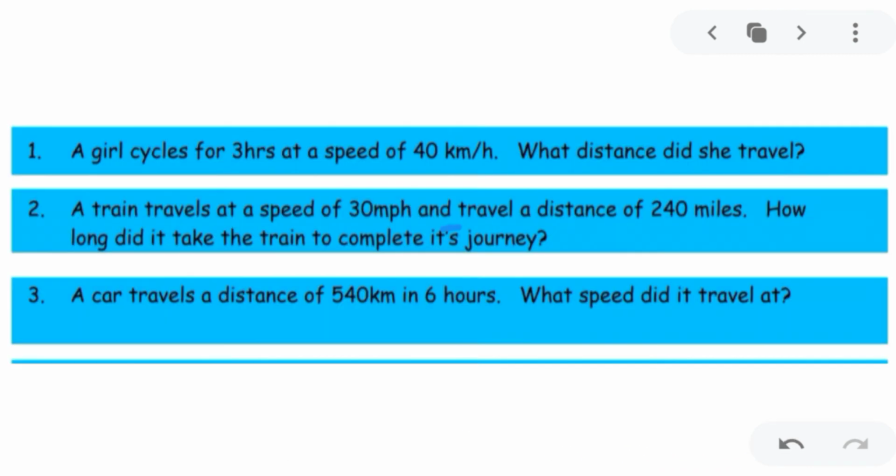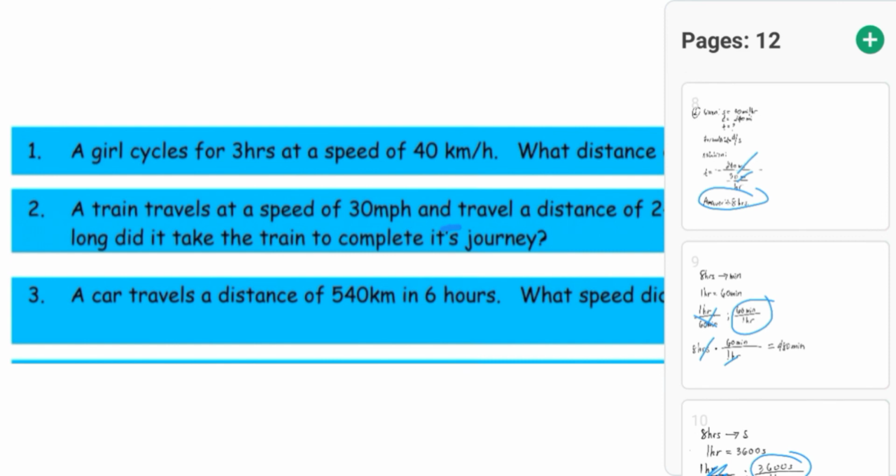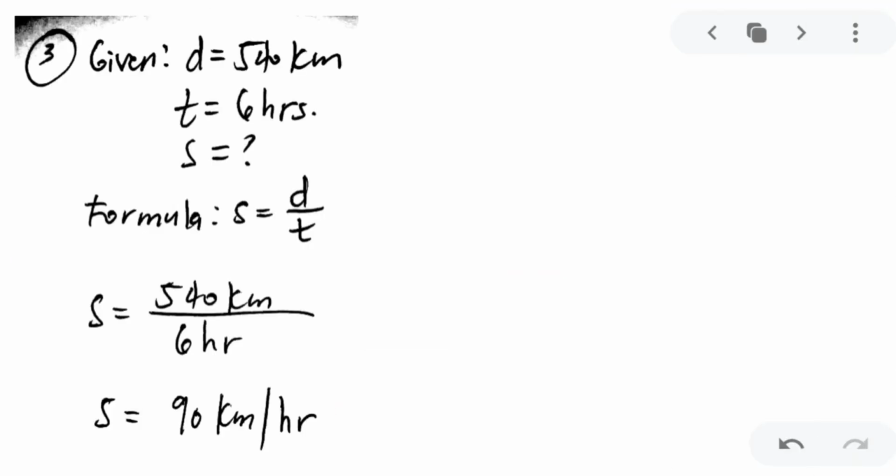Ganun lang. Third problem: a car travels a distance of 540 kilometers in 6 hours. What speed did it travel at? We have here the given distance of 540 kilometers and a time of 6 hours, and we are looking for the speed.